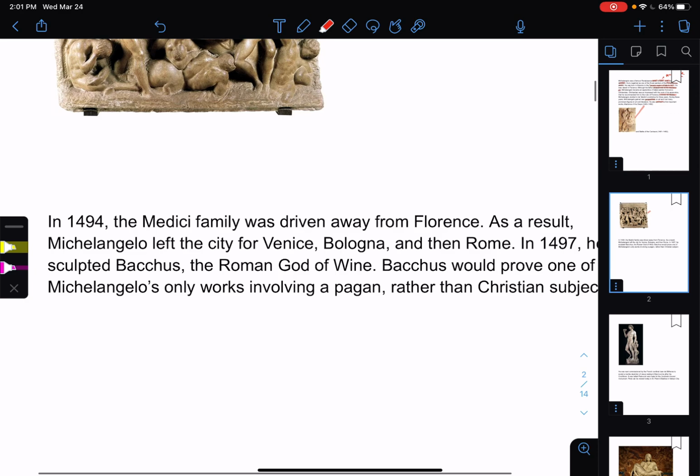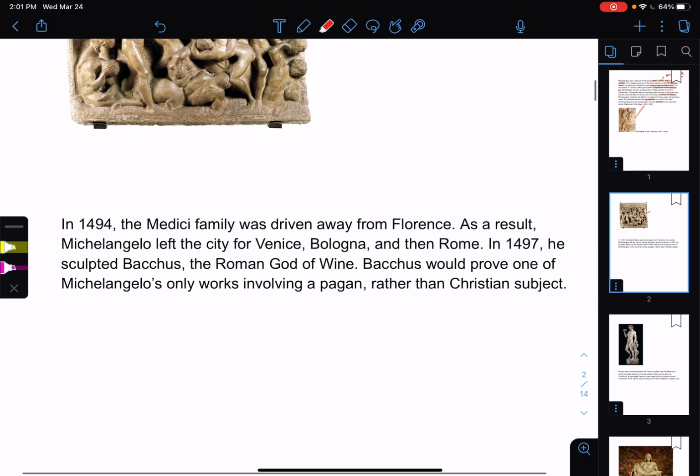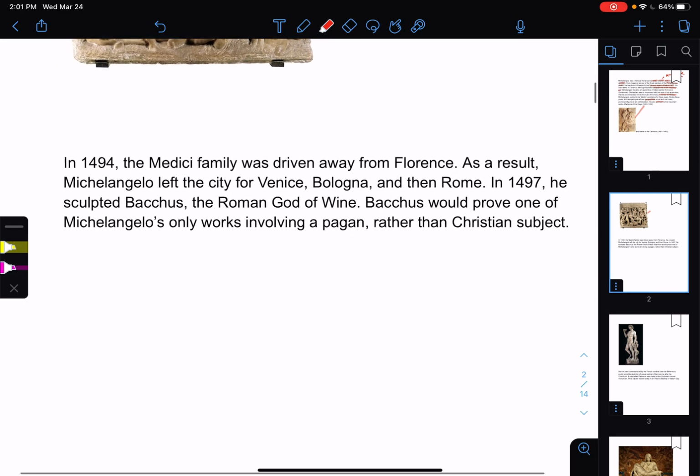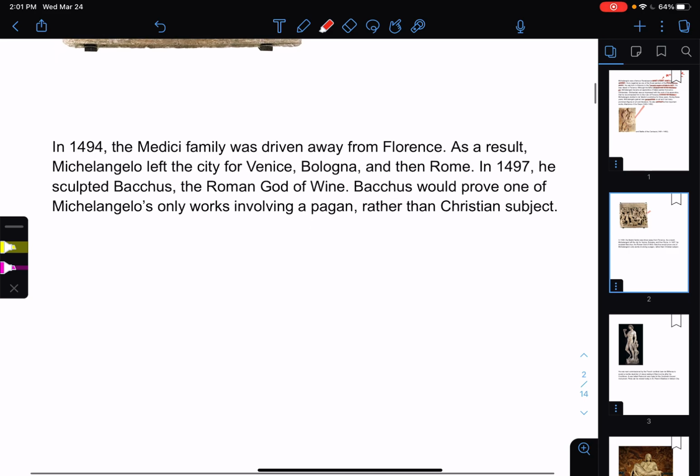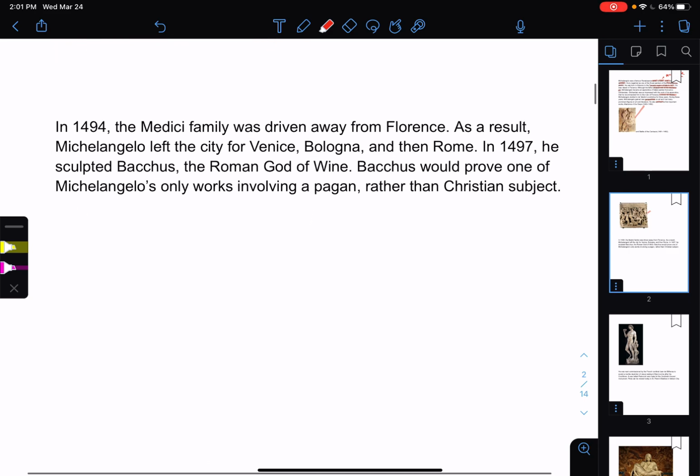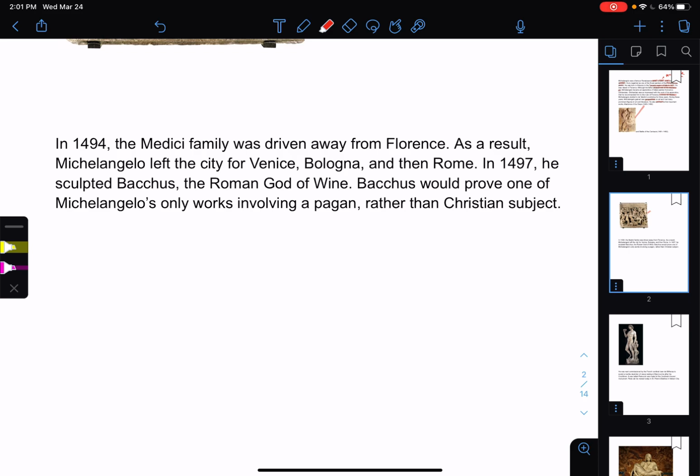In 1494, the Medici family was driven away from Florence. As a result, Michelangelo left the city for Venice, Bologna, and then Rome. In 1497, the people of the old world had just discovered, quote unquote, the new world. He sculpted Bacchus, the Roman god of wine. I'll show you a picture of him in a second. Bacchus would prove one of Michelangelo's only works involving pagan rather than Christian subjects.